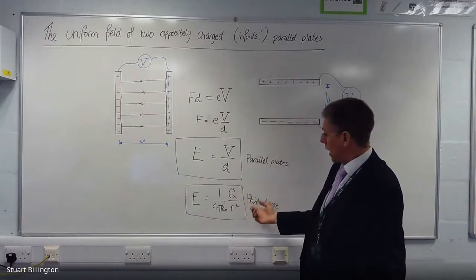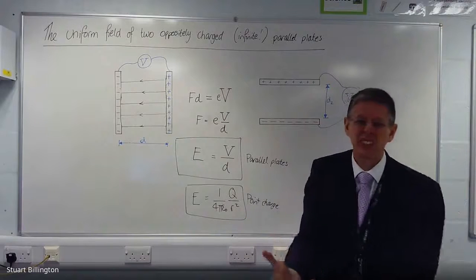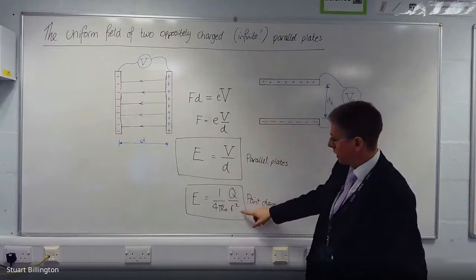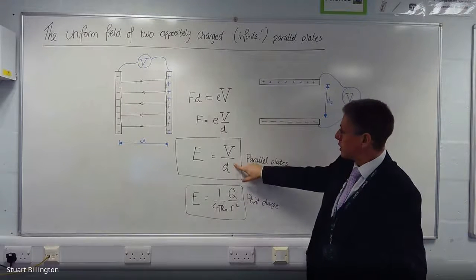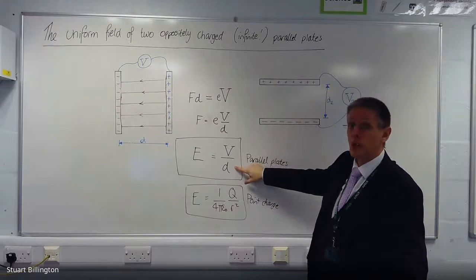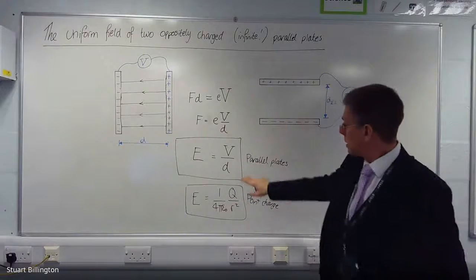If you're asking what's the electric field strength around a lone proton all on its own, or a sphere of charge, that works as well if you're outside the sphere, then you can use this formula. But if you're talking about the electric field strength between a pair of plates, then it's this one.